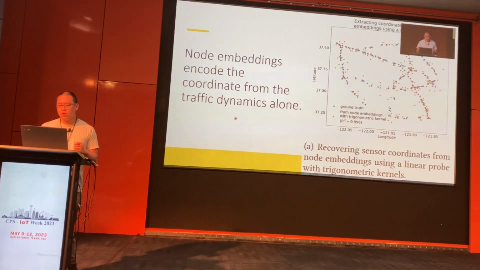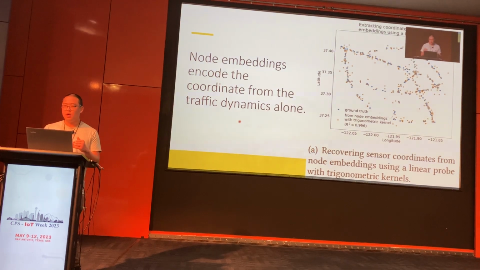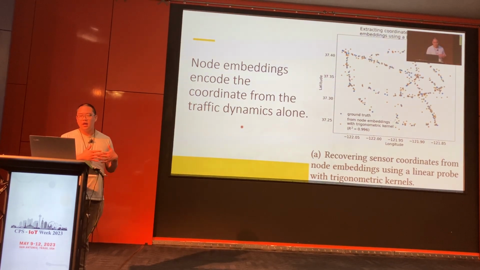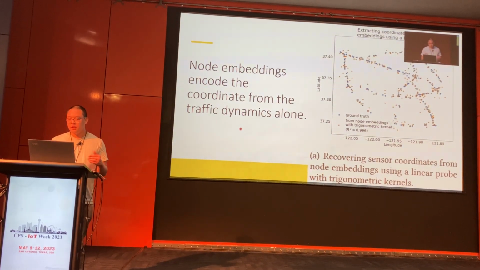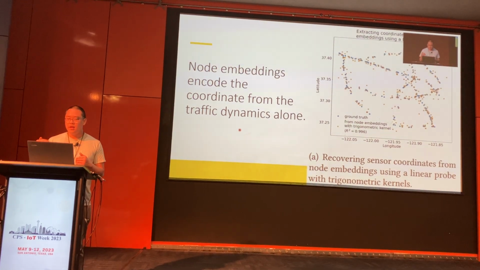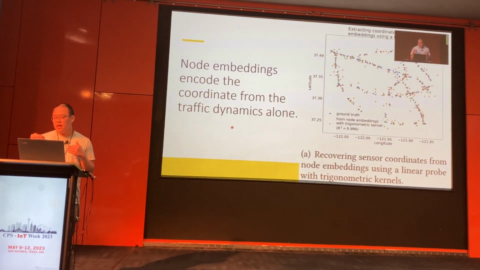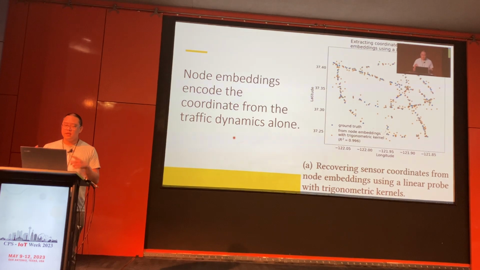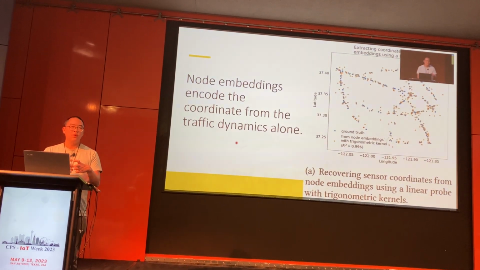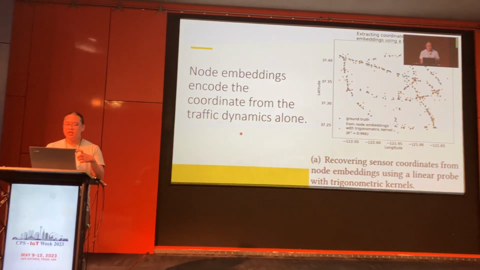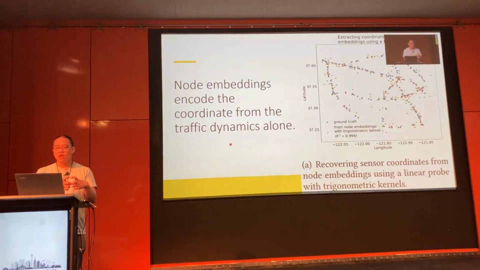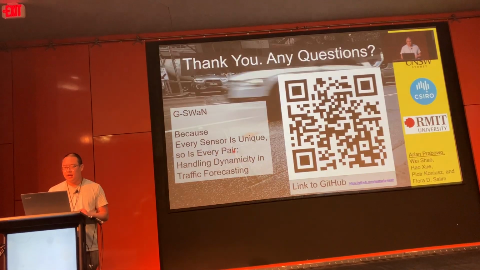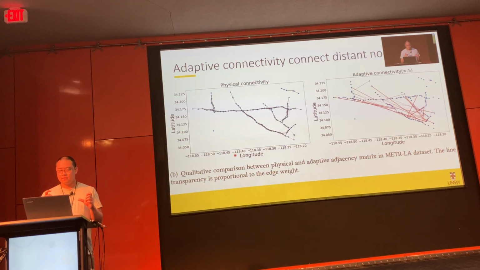And what we do is we use a linear probe, very similar to what people do these days with GPT type architecture in NLP or in vision. We use a linear probe, and it shows that we can actually recover the coordinates from the node embeddings alone, so somehow there is some sort of node embedding information learned by the architecture. And this is the last slide.